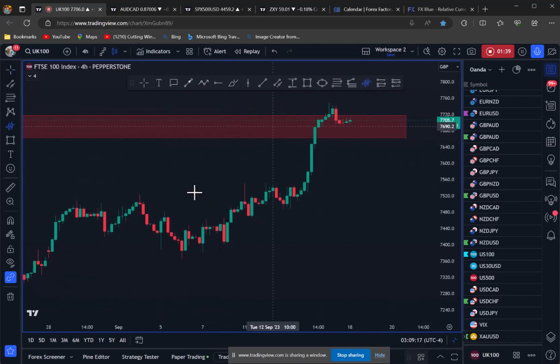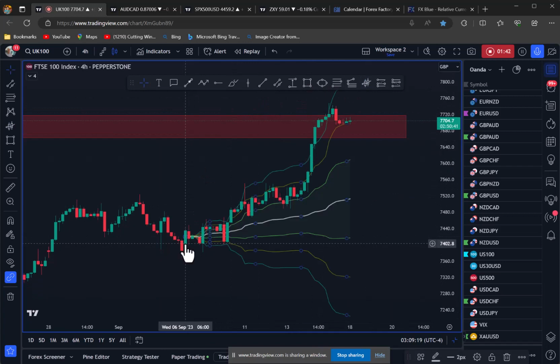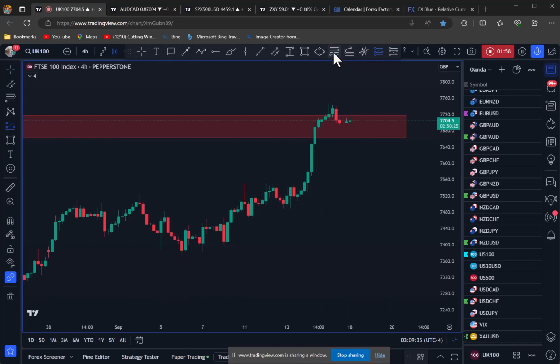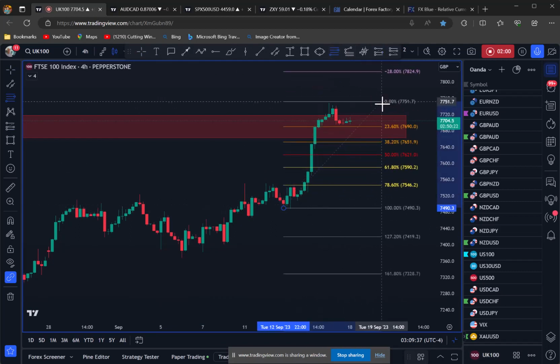We could grab this again and throw it in from here. Same thing. See how this is overextended? So this is the mean way back down in here. It's traded out. It's overextended. Fibonacci, grab it from low to high, and it makes sense.